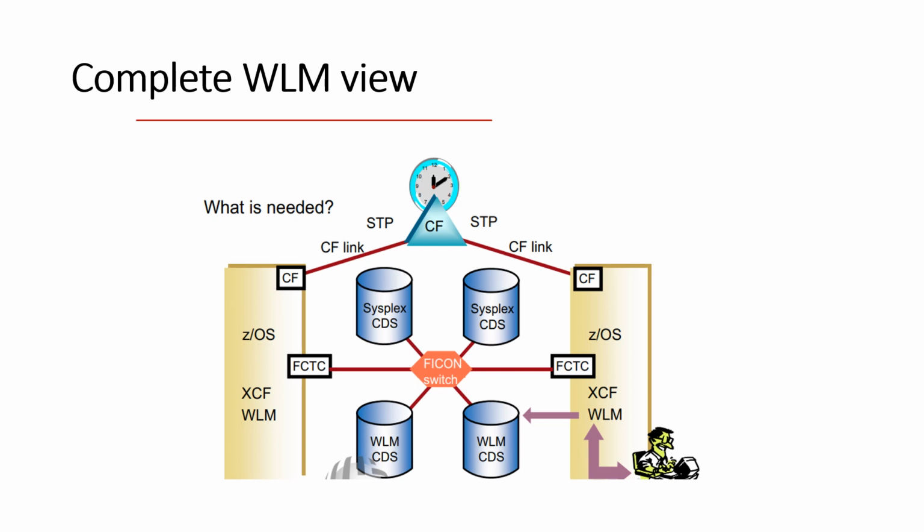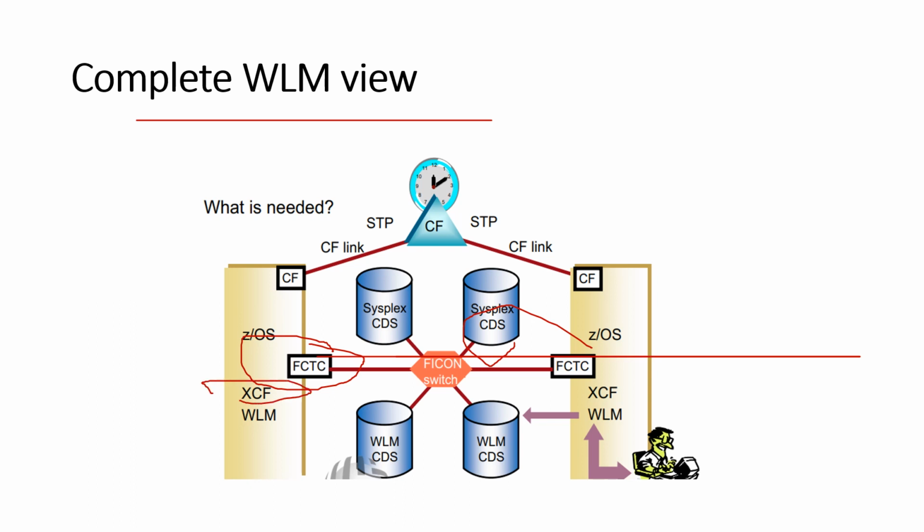I added this slide because it helps to quickly recall the previous session and the things we will use in this video also. So the first one is the FCTC. What is FCTC? It's a channel-to-channel connection that can be used for signaling paths between all the systems in the sysplex, and WLM uses XCF.